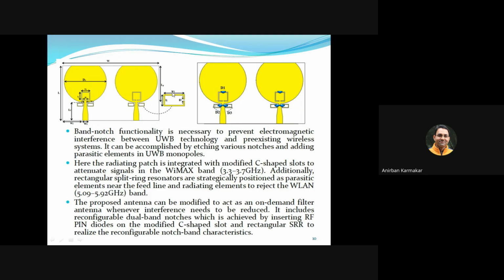Additionally, rectangular split ring resonators are positioned as parasitic elements near the feed line and radiating elements to reject the WLAN band, that is 5.5 to 5.92 GHz. The proposed antenna can be modified to act as an on-demand filter whenever interference needs to be reduced. It includes reconfigurable dual band notches, which is achieved by inserting RF pin diodes on the modified C-shaped slot and rectangular SRR to realize the reconfigurable band notch characteristics.